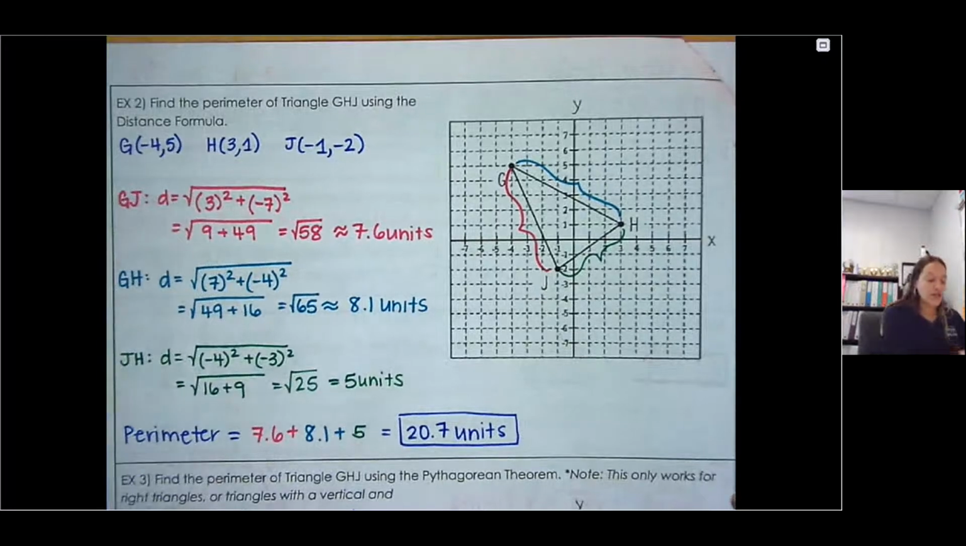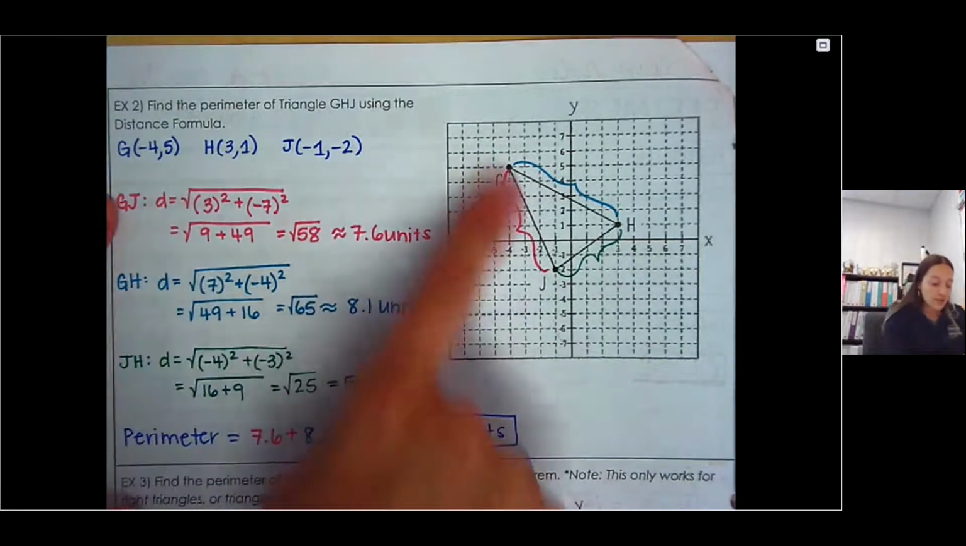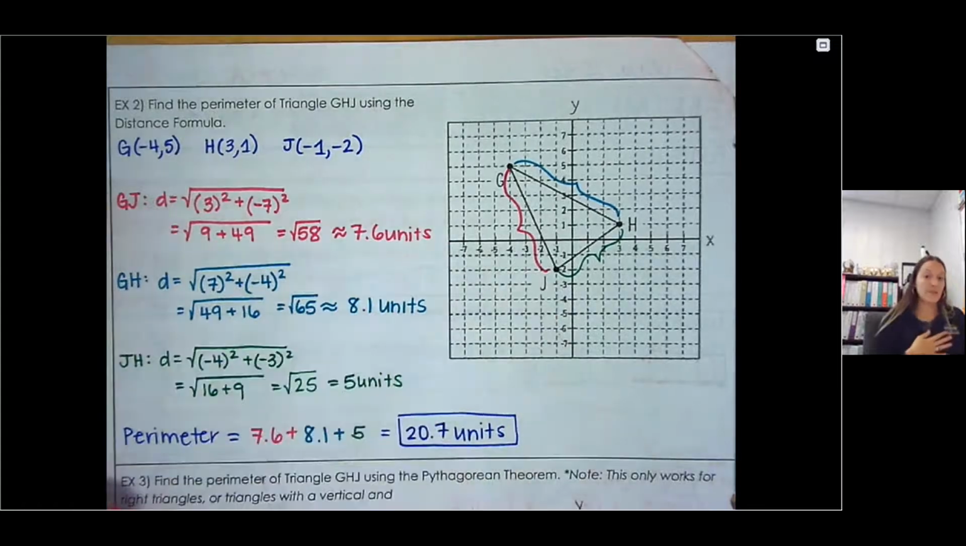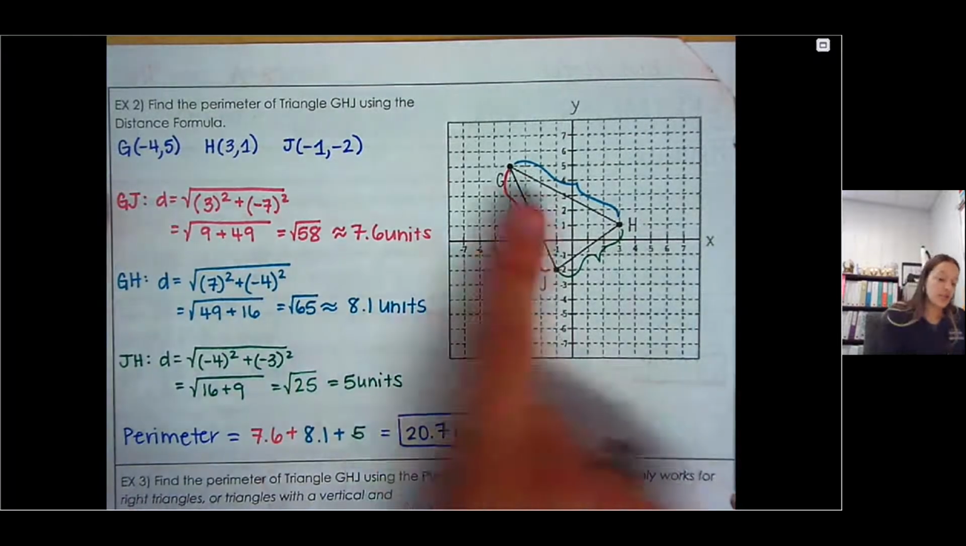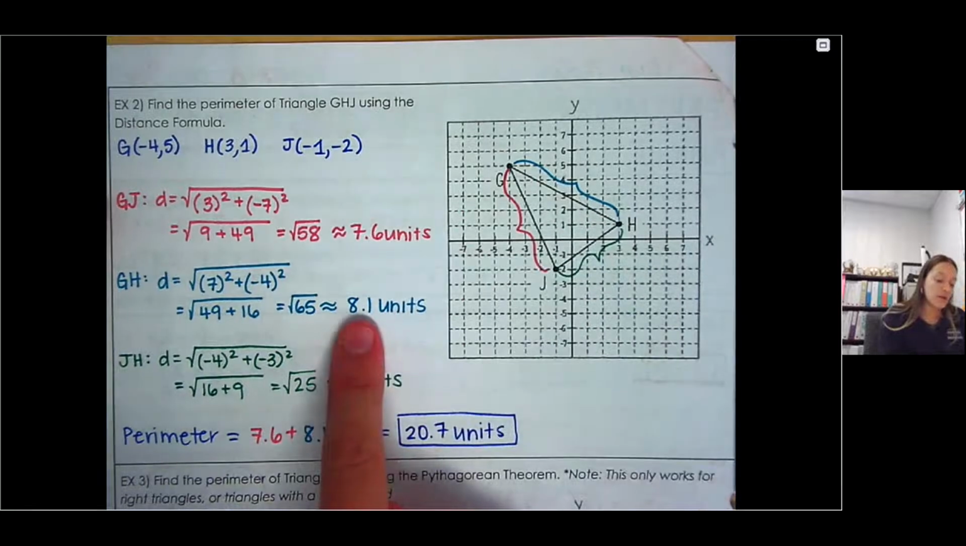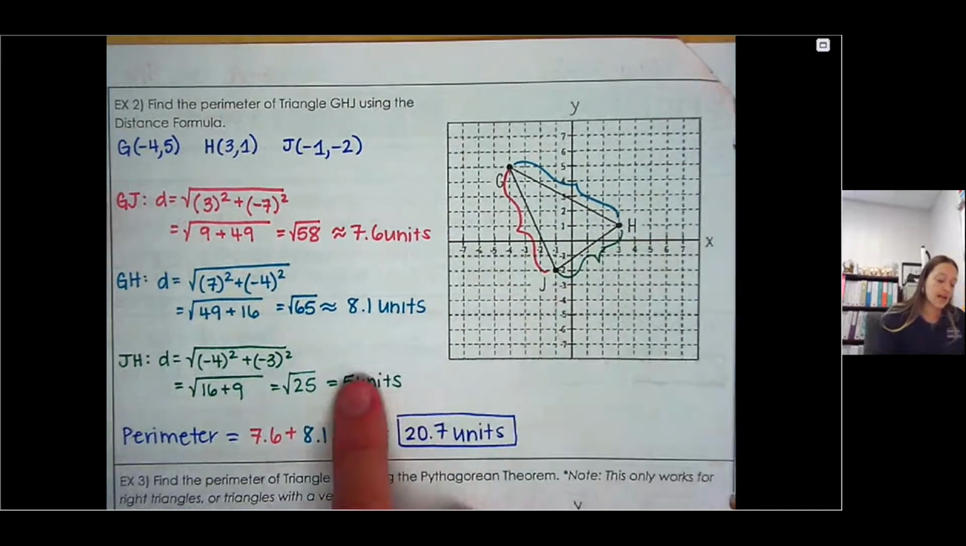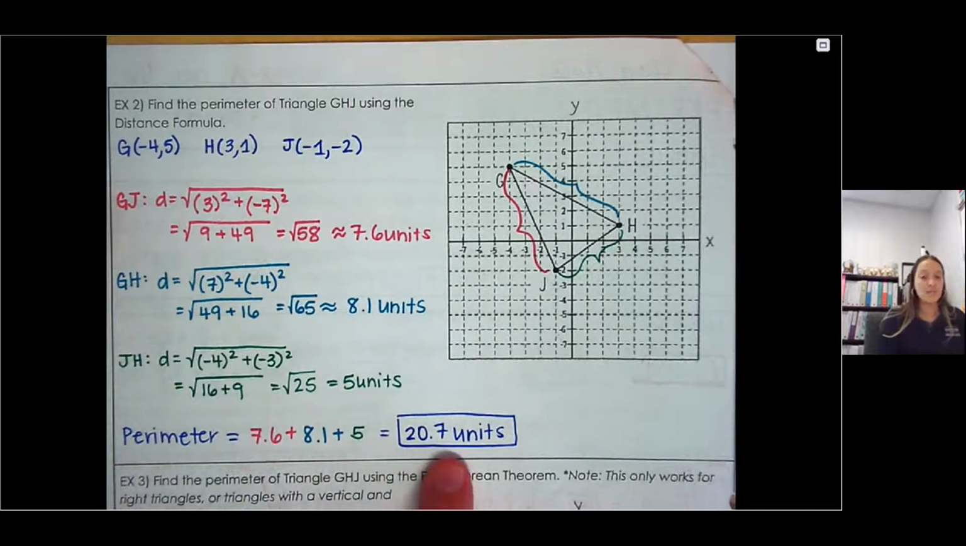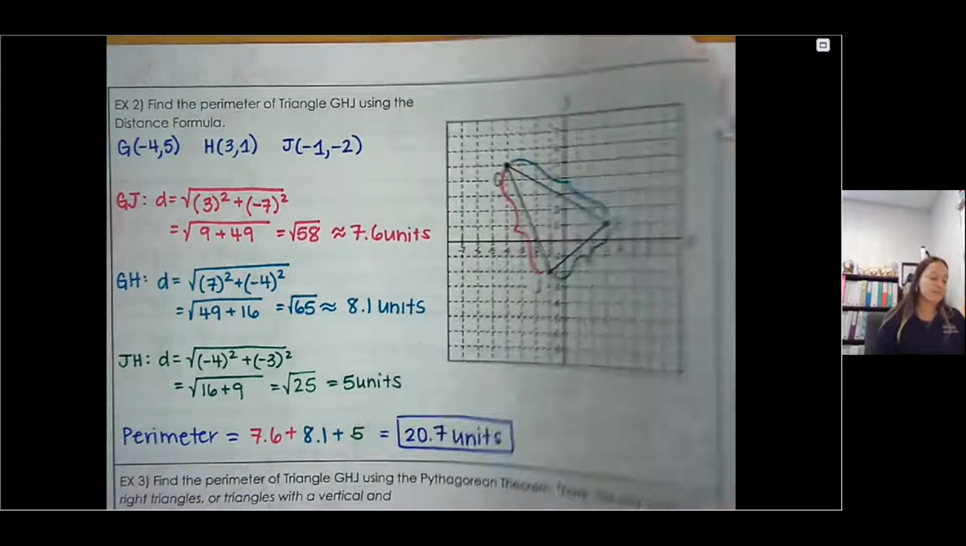well, first thing you should have done is written out the coordinate points, because if you don't write out the coordinates, you're not going to be able to find the distance between the points. And then just like before, I found the distance between each one of the endpoints. So from G to J, excuse me, I got about 7.6 units. From G to H, I got about 8.1 units. And from J to H, I got 5 units. So when I added them all together, I got 20.7 units.